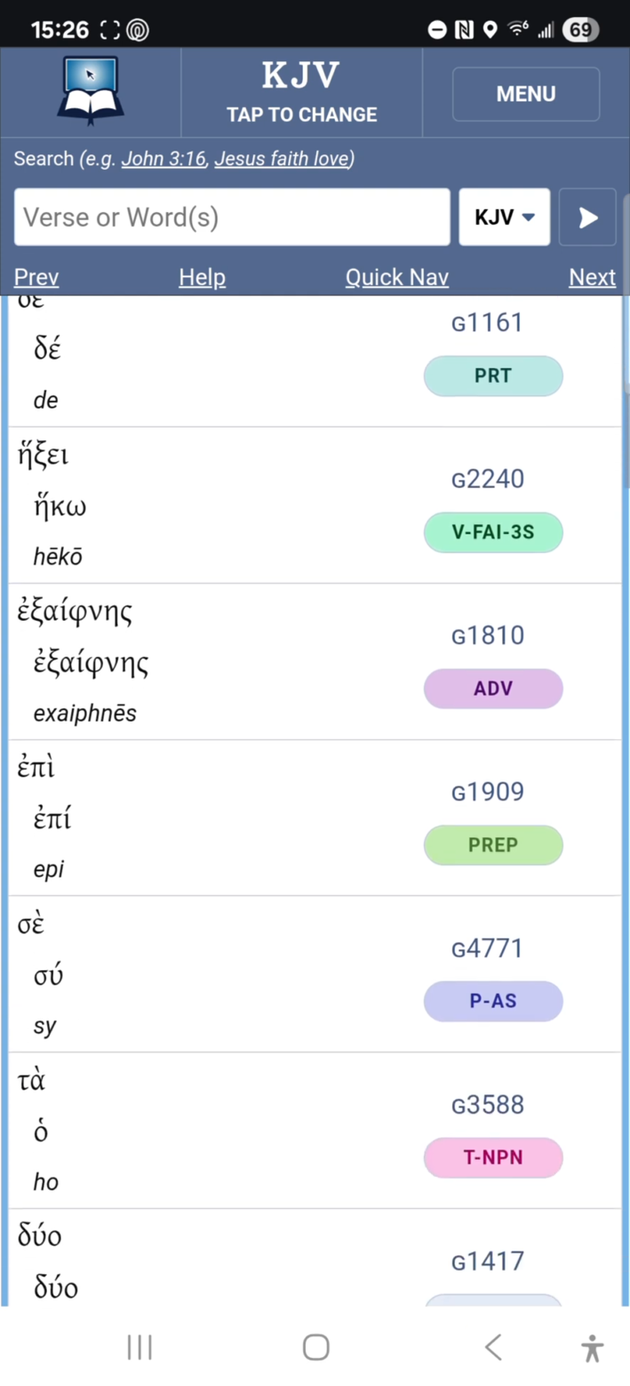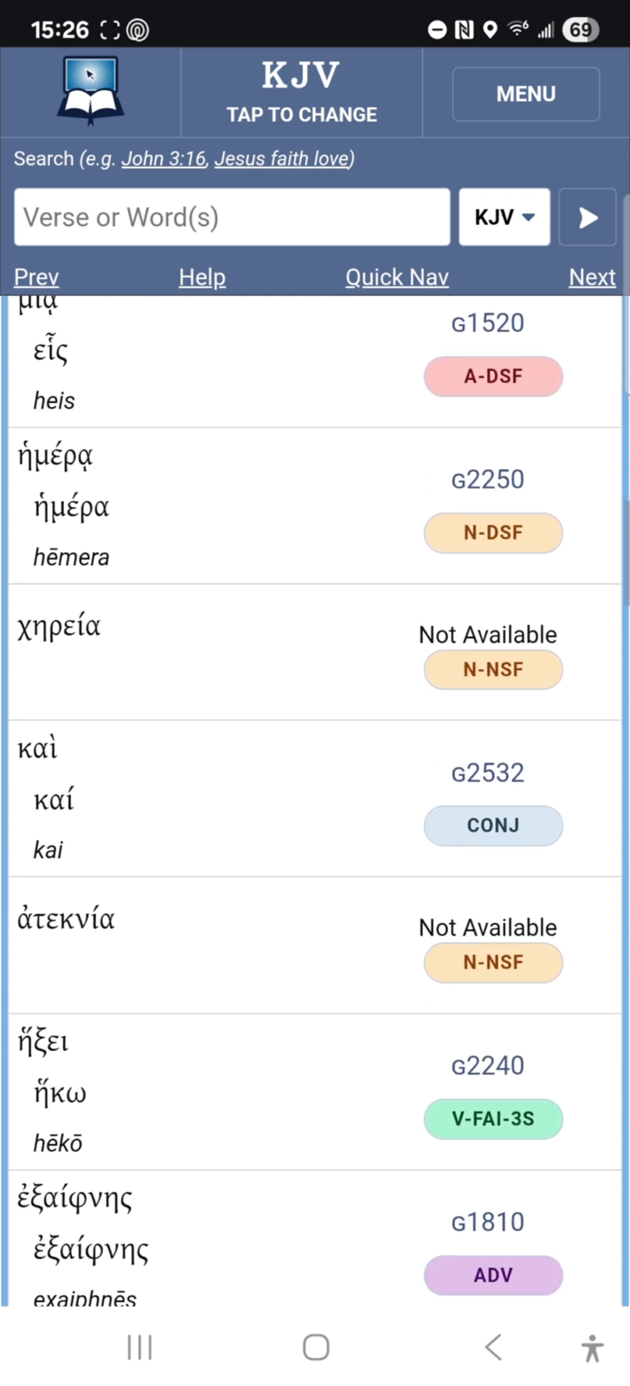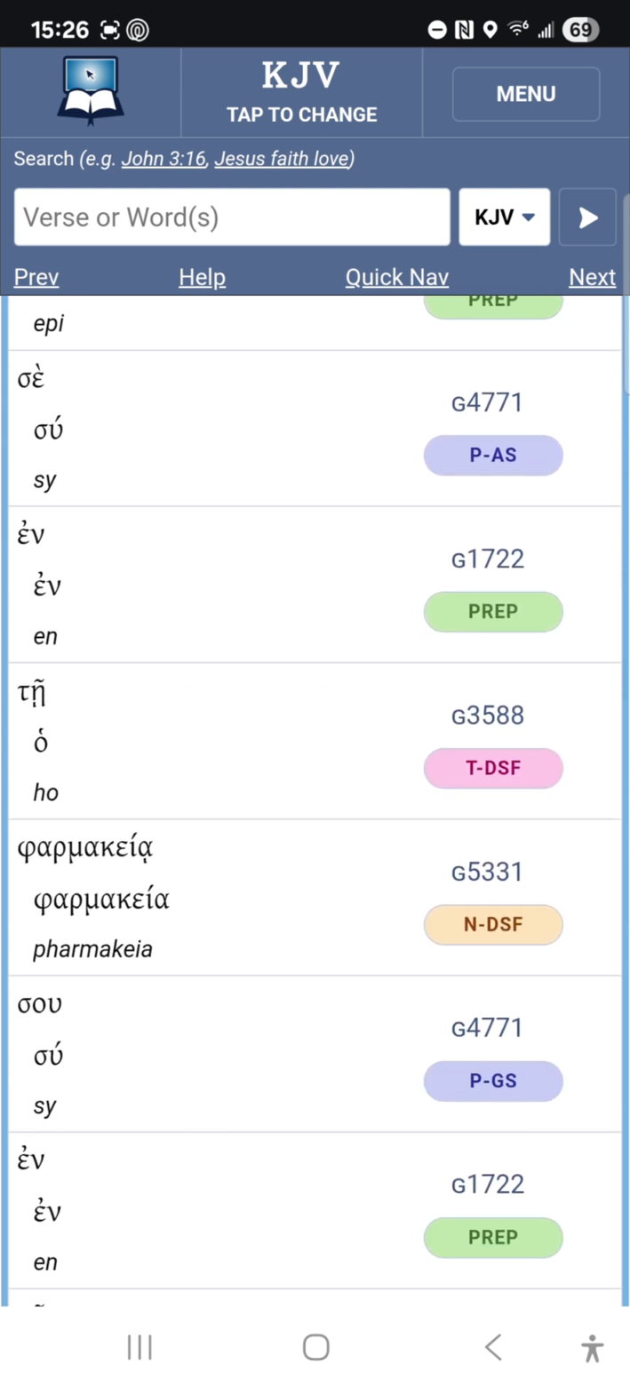Okay. You can see on the right hand side the Strong's reference number. So we're going to scroll and see if we can find G5331. There it is, right here. And you also see the word pharmakeia. So it's the same word in Revelation 18:23, where it says, for by thy sorceries. So he's saying by pharmakeia, which is sorcery. And you saw it said the use or administering of drugs, right?